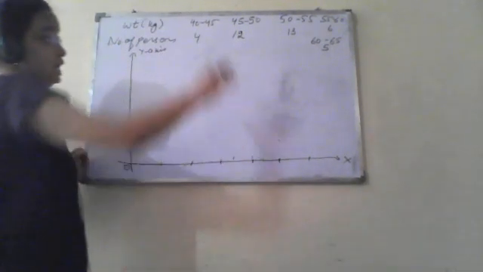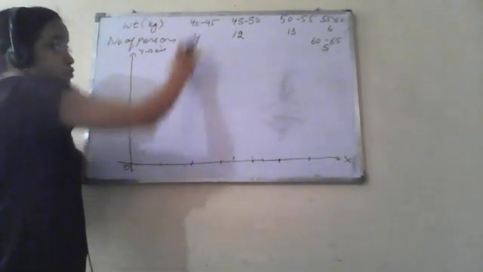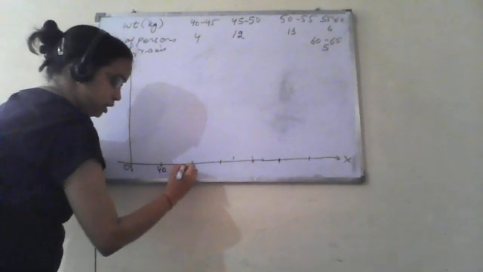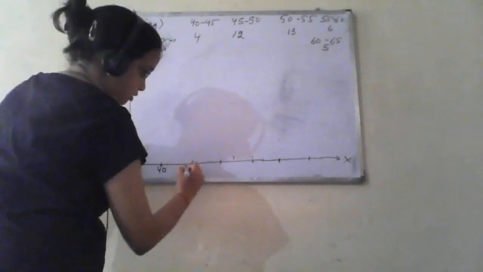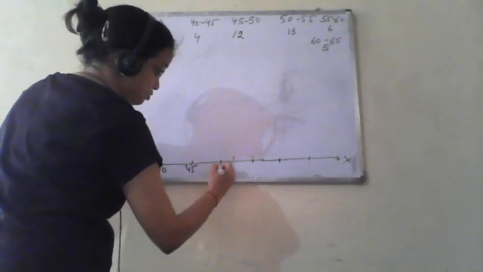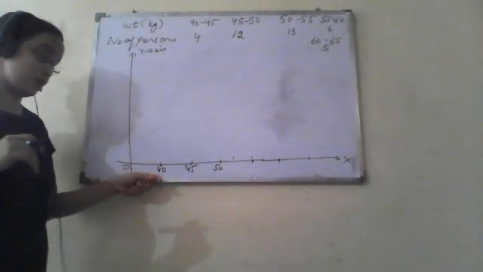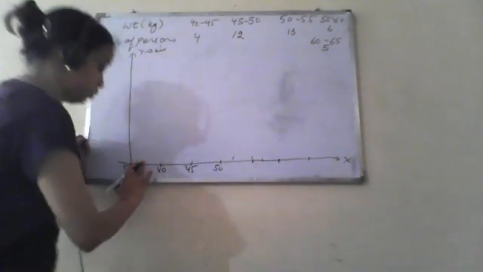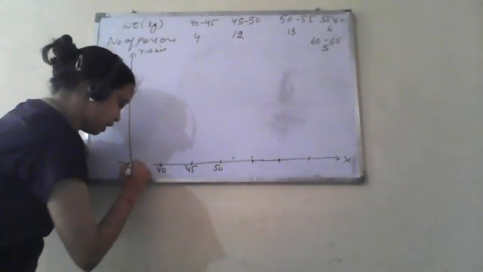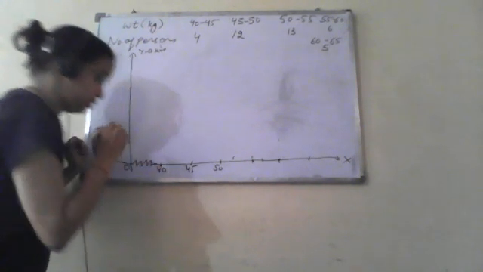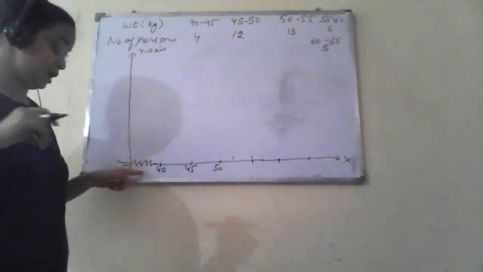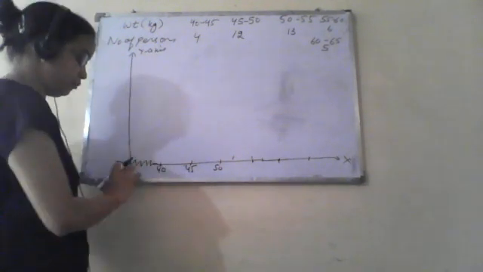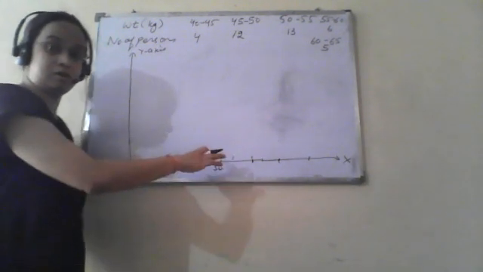we are starting plotting our points from 40 to 45 here. So we are starting from 40. This is 45, and this is 50. Since we have started from 40 and we are plotting on equal spaces, we have to put a cranky line or a jag line, so that it means we have started from 40 or some other value, and we are not starting from 0 to 10 or 30 like that.